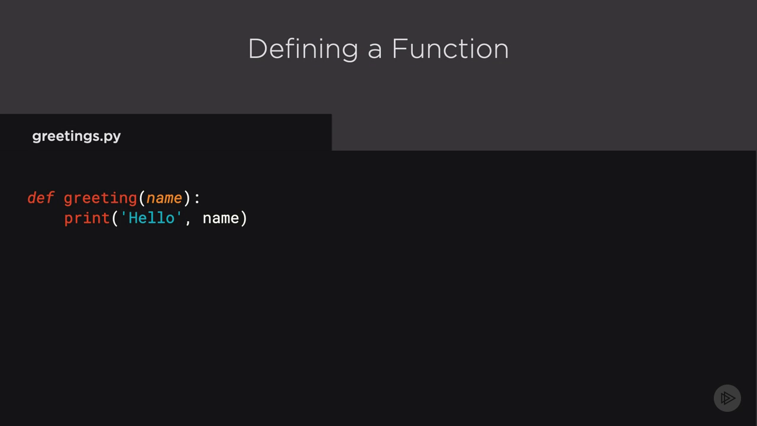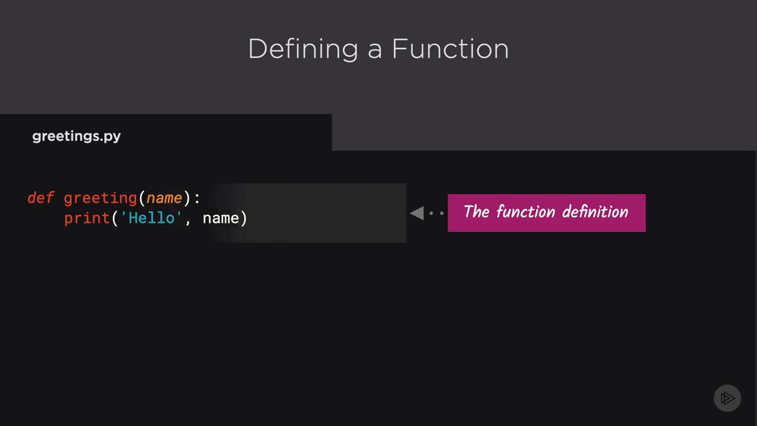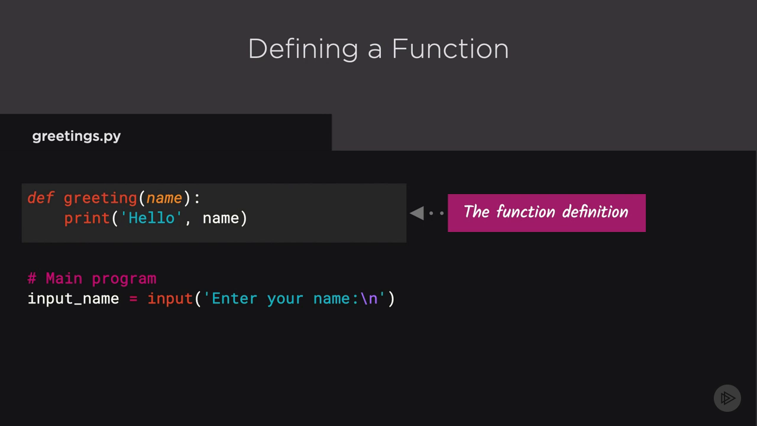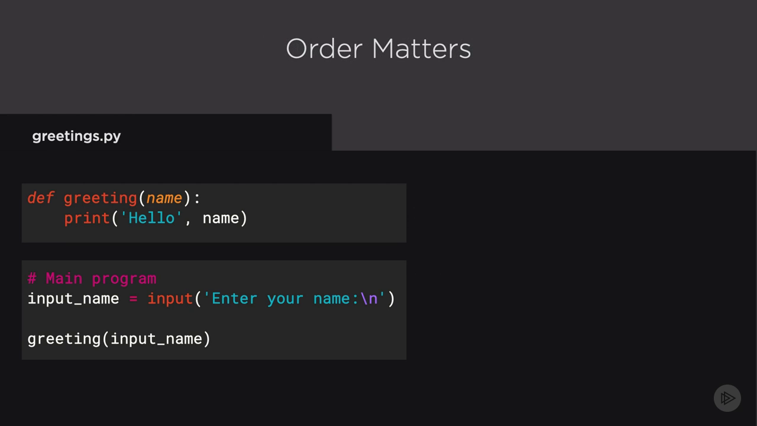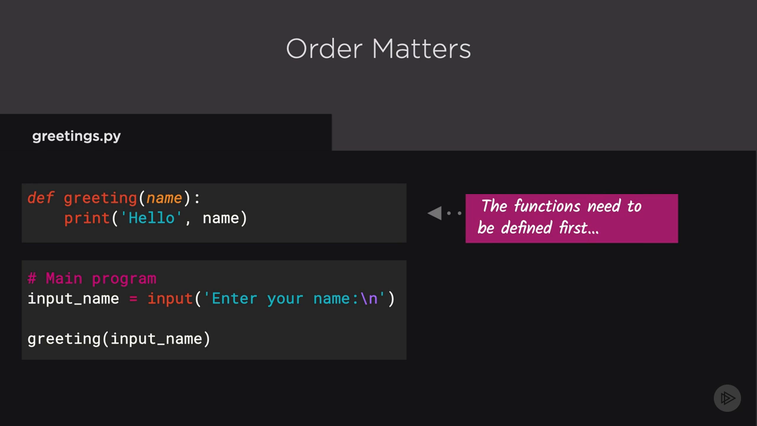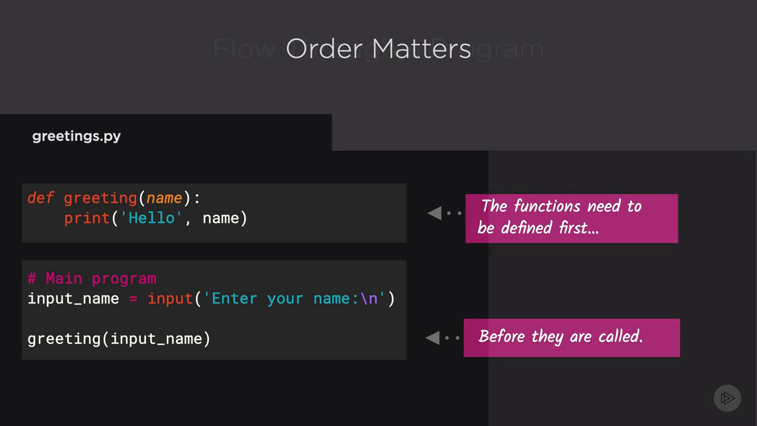Let's put our function to use in a program. At the top of the greetings.py file, we have our function defined. Then below it, we have our main program, which is where the program starts running. It starts by asking the user to input their name, and then the greeting function is called. And note that the greeting function doesn't get run until it's called. Order matters in your program. The functions need to be defined first at the top of your file before they can be called in your main program, just like you need to define a variable before you can use it.